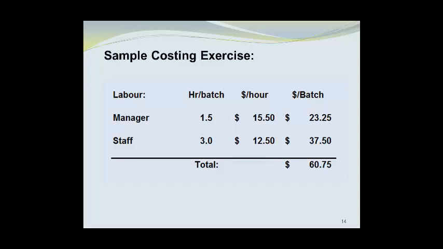The labor component is made up of a manager and 2 staff members. If it takes an hour and a half to make each batch, we will have to pay the manager 1.5 hours of salary at $15.5 per hour for a total cost per batch of $23.25. 2 staff members working for an hour and a half each will total 3 hours per batch at $12.50 per hour, and that means that the cost of the staff members will be $37.50. This gives us a total cost per batch of $60.75 for the labor component.